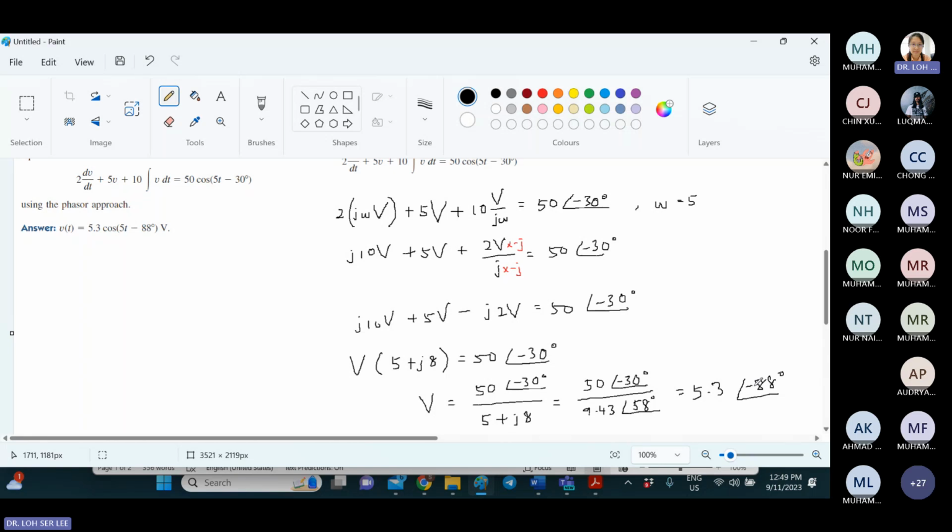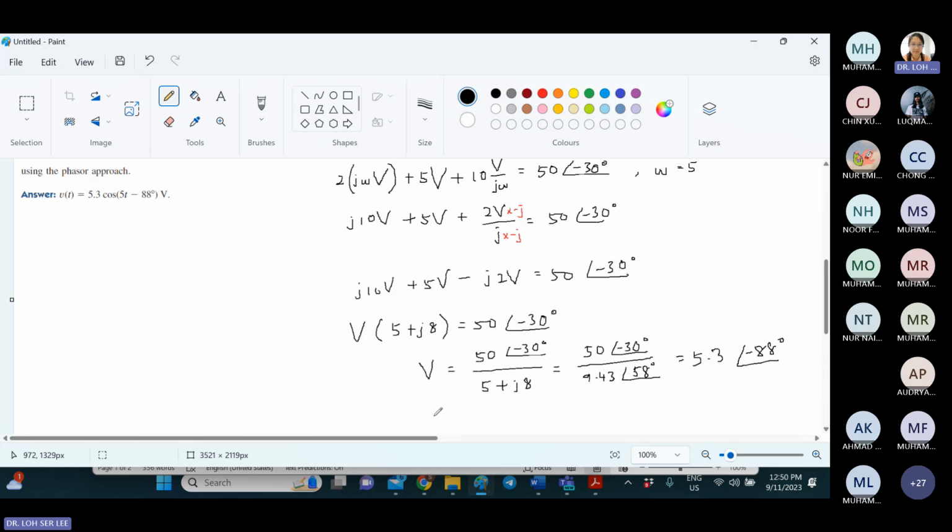Okay, so this is your V, but we need to change this phasor into the time domain. Okay, into time domain. So v(t), lowercase v, v(t) is, your Vm is 5.3, cos, omega is 5, minus 88.